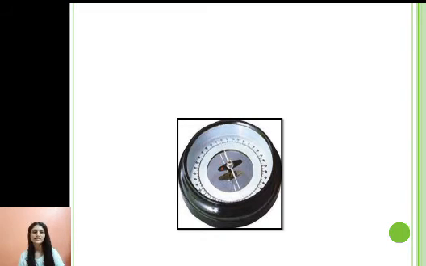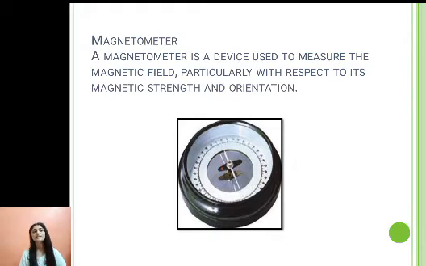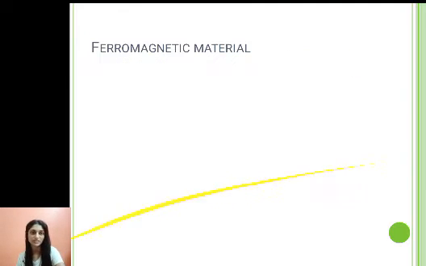We know that it looks something like this. A magnetometer is a device used to measure the magnetic field, particularly with respect to its magnetic strength and orientation. What is a ferromagnetic material?